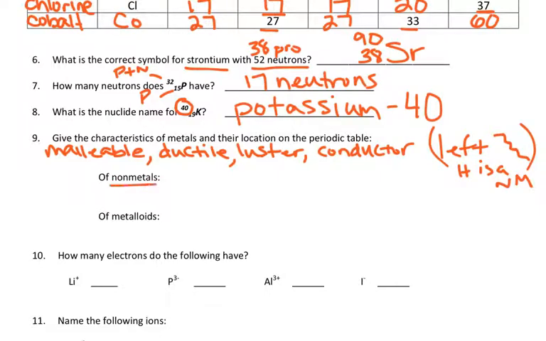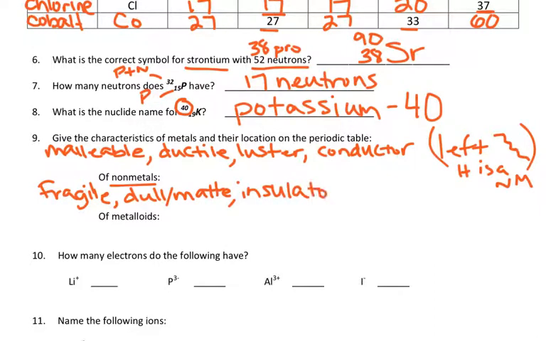Okay, characteristics of nonmetals is basically the opposite of metals. They're going to be fragile. They're not going to be able to be manipulated very much before they break. Instead of being shiny, they're going to be dull or matte. Light will not reflect off of it as well. And it will be an insulator. It helps prevent the flow of heat and electricity. And we're going to find these to the right of our staircase. And, of course, hydrogen is also a nonmetal.